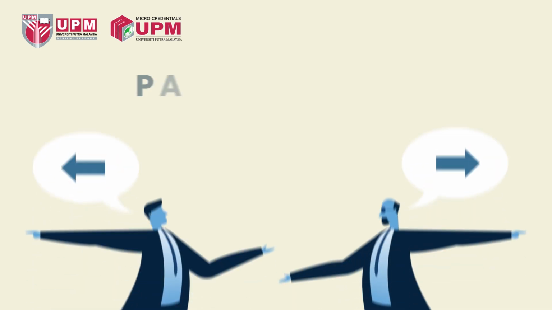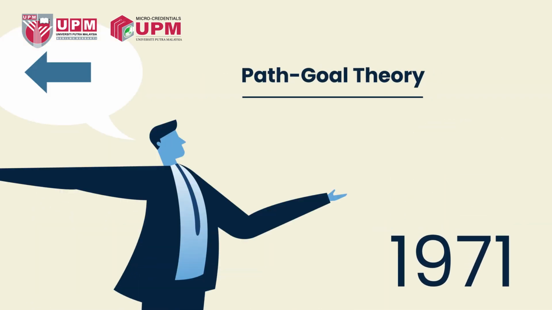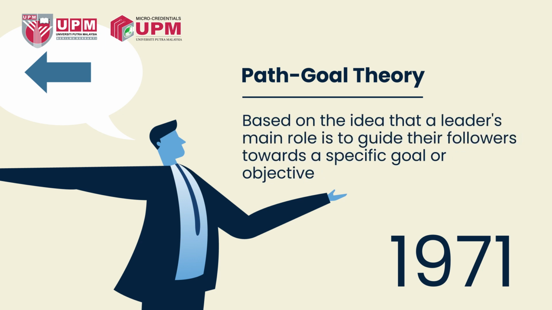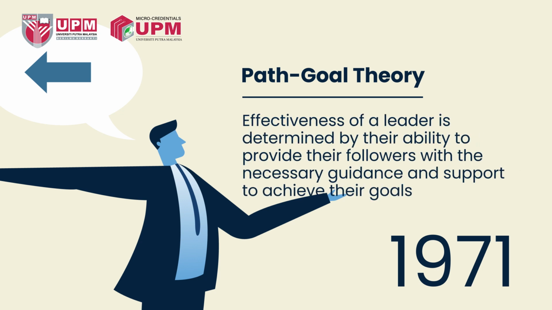The final leadership theory would be path-goal theory. Path-goal theory is a leadership theory that was first introduced by Robert House in 1971. This theory is based on the idea that a leader's main role is to guide their followers towards a specific goal or objective. The theory suggests that the effectiveness of a leader is determined by their ability to provide their followers with the necessary guidance and support to achieve their goals.